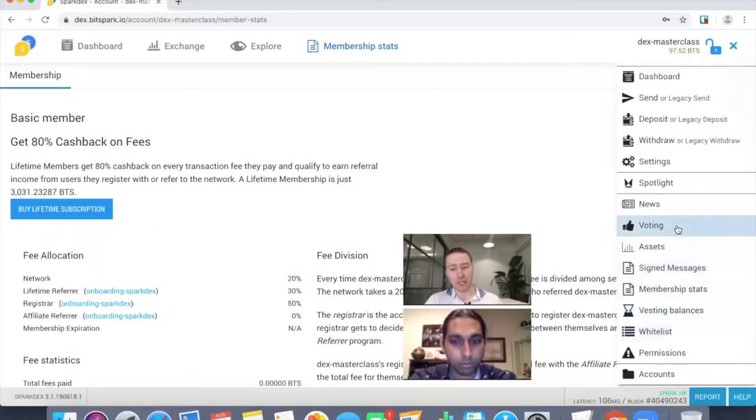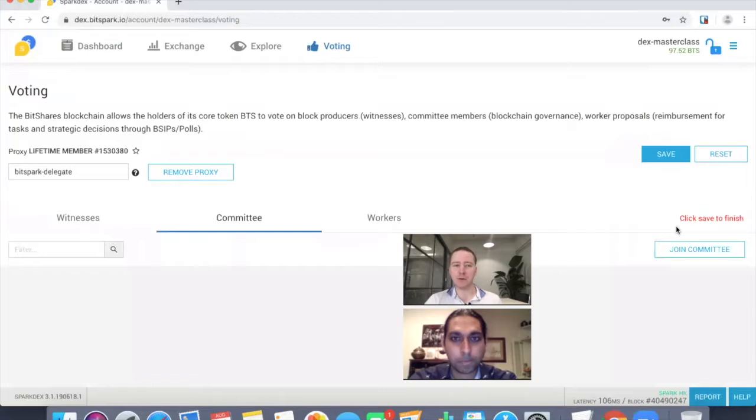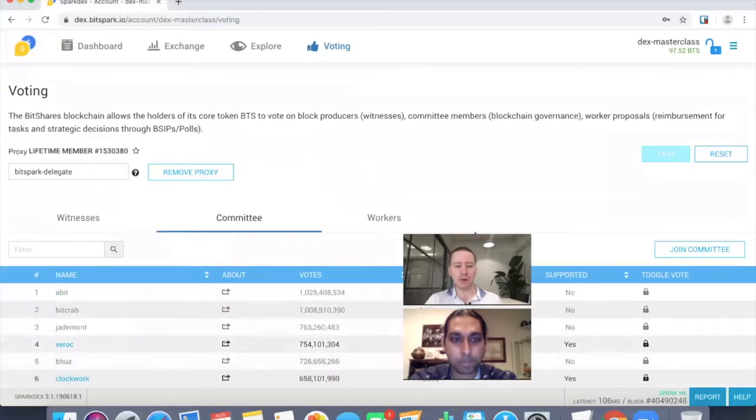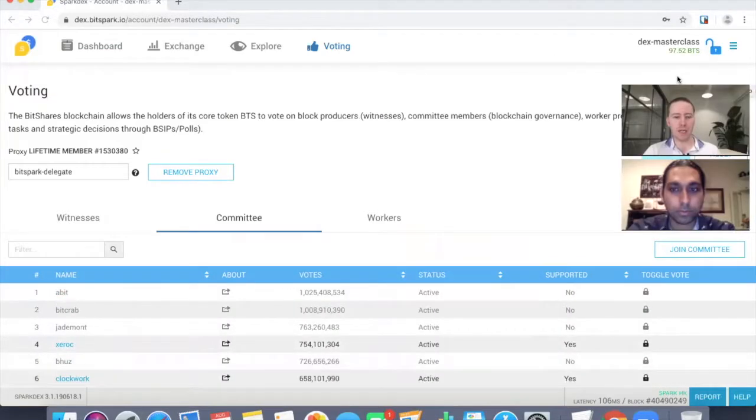We've also got voting here as well. I actually missed that one, voting. So just quickly passing over voting. Bitshares has on-chain governance functions. So if I click voting, I'm able to see some of the options here for people voting.